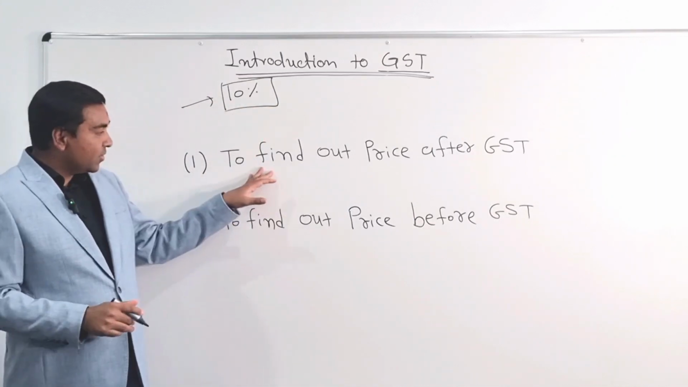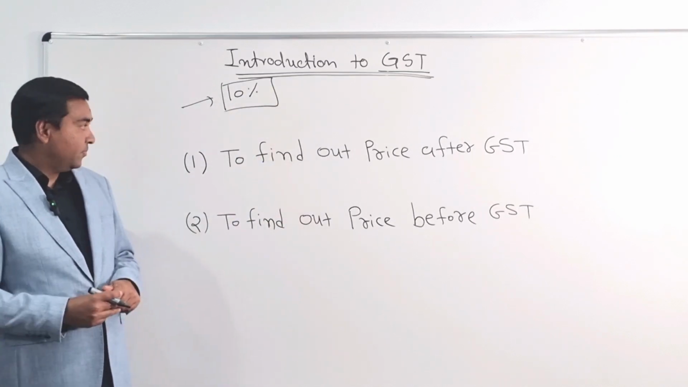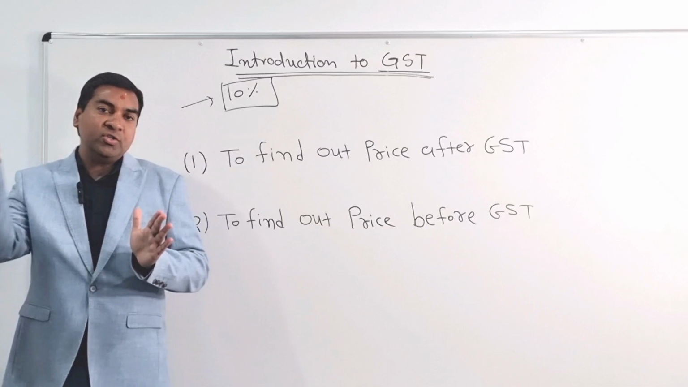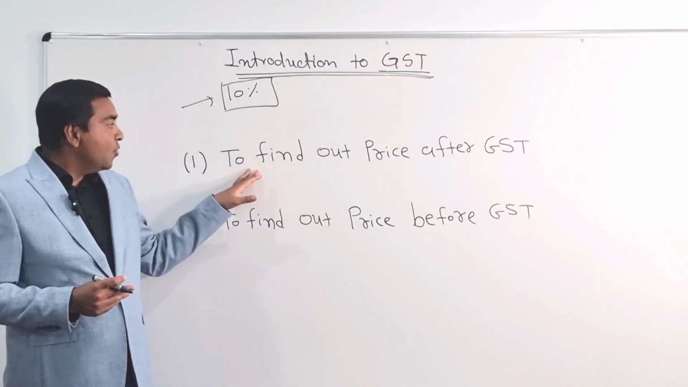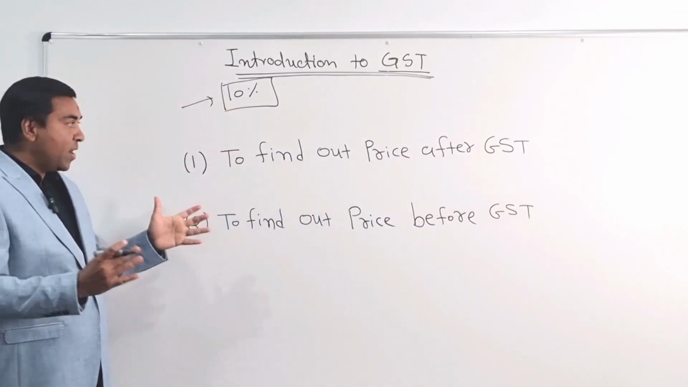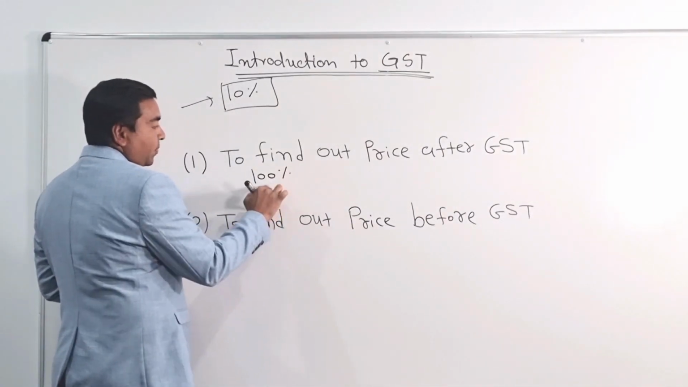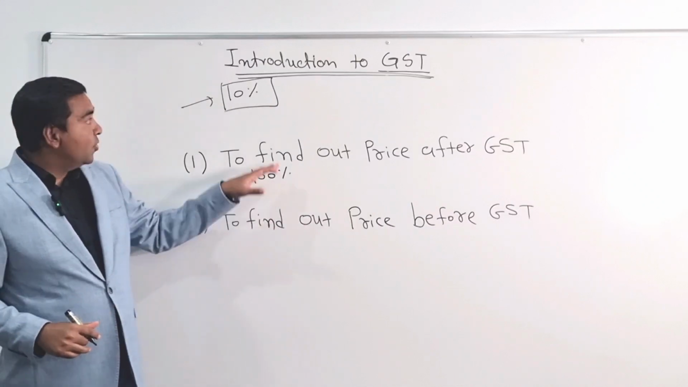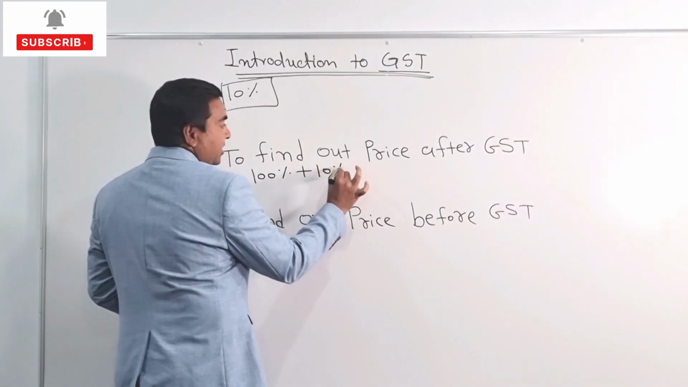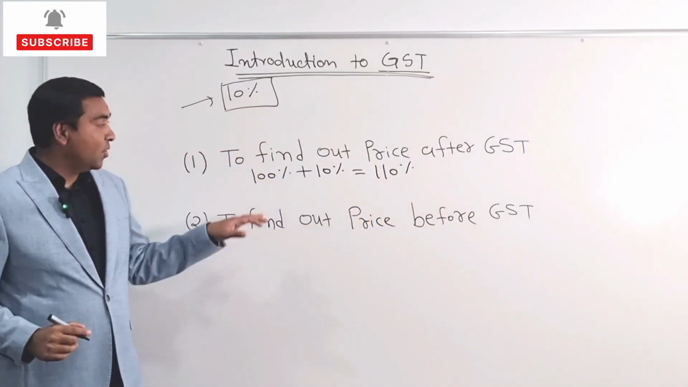Now, two kinds of questions are very important whenever you're doing GST questions. The very first thing is, if the price is given before GST, without GST, and you want to find out the price after GST, then what are you going to do? Your original price, let us say, is 100%. On top of that, you're going to pay 10% GST. So 100% plus 10% is 110%. So you have to pay 110% of the original value.